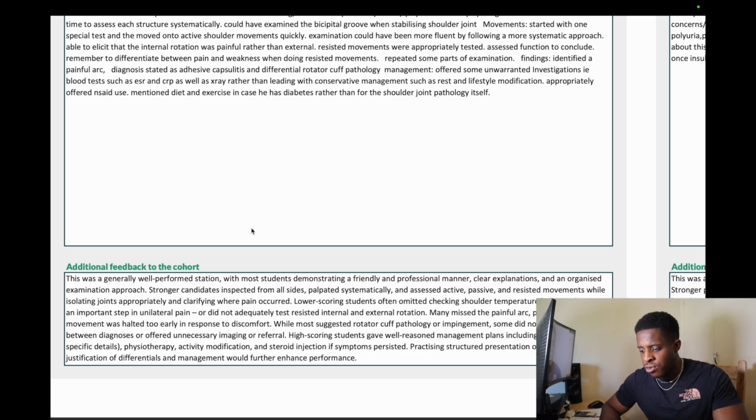While most suggested rotator cuff pathology or impingement, some did not clearly distinguish between diagnoses or offered unnecessary imaging or referral. Higher scoring students gave well-reasoned management plans, including NSAIDs with specific details, physiotherapy, activity modification, and steroid injection if symptoms persisted. Practicing structured presentation of findings and justification of differential management would further enhance performance. So yeah, this is just what I was saying about practicing saying differentials, saying why, going through investigations and saying why. We're nearing the end of this video.